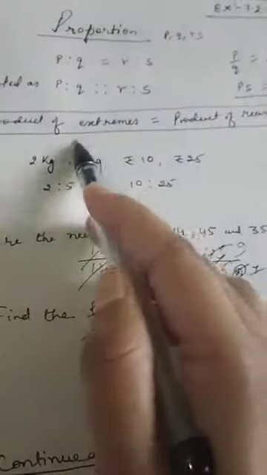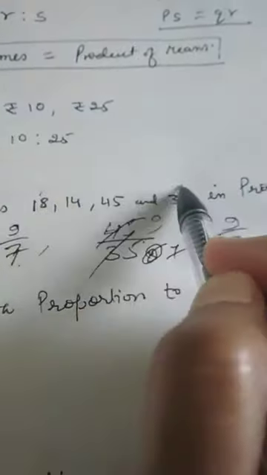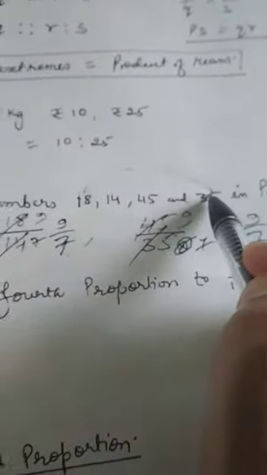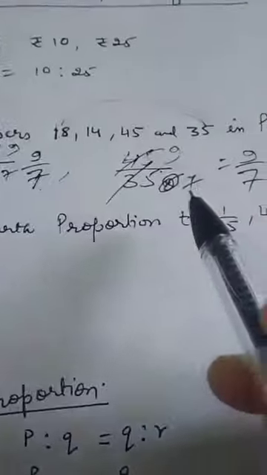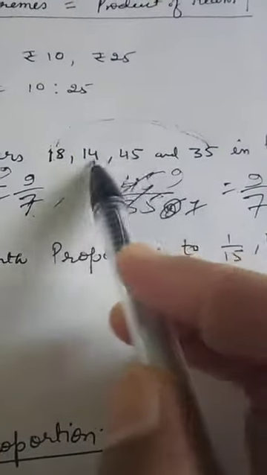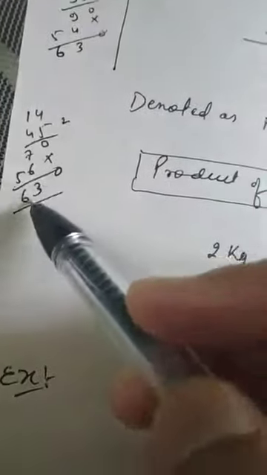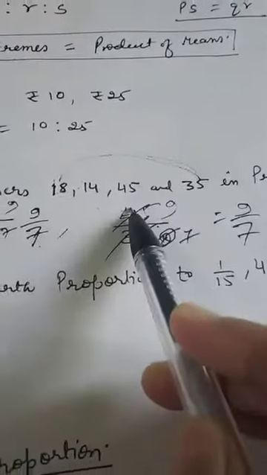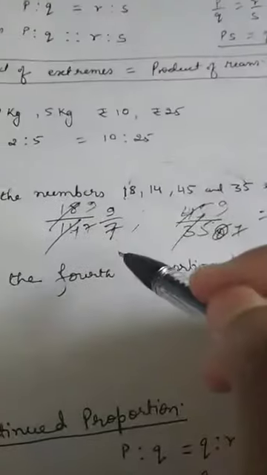Or one more way: product of extremes is equal to product of means. Extremes means this multiplied with this: 18 multiplied by 35 is 630. And 14 multiplied by 45, the product of means, is also 630. Both values are equal, so the product of extremes is equal to the product of means, and these terms are in proportion.